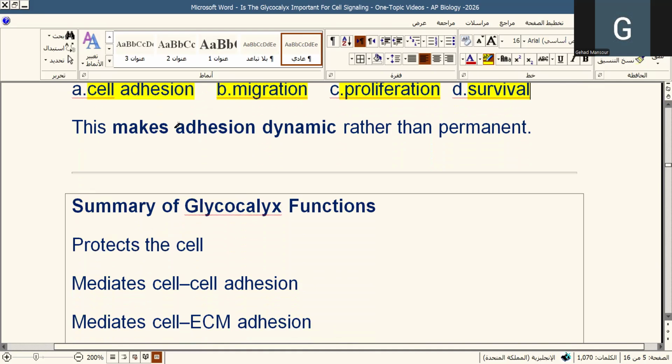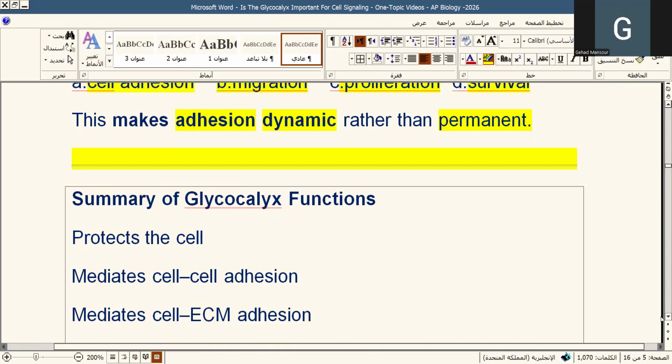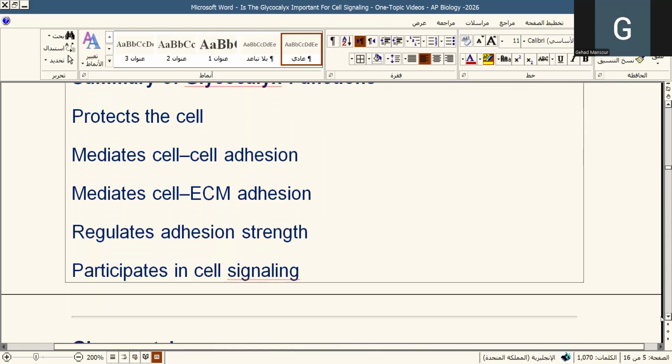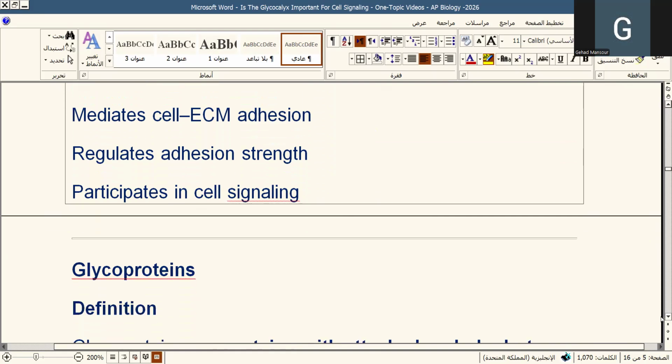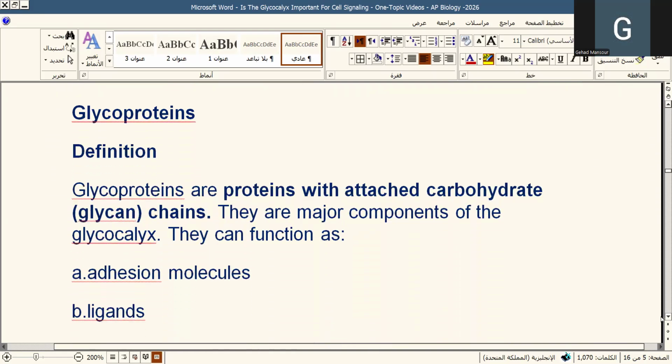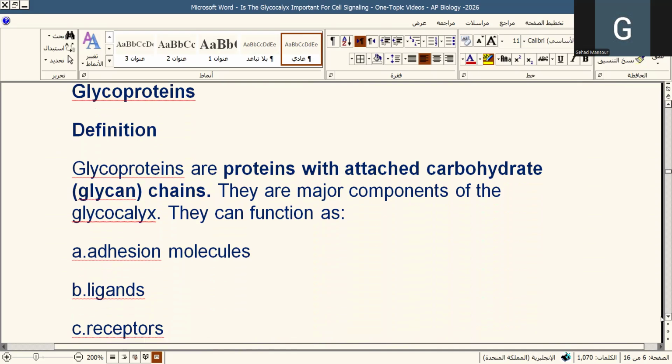So in this context, we can understand adhesion as being a dynamic adhesion rather than a permanent adhesion, meaning that if two cells adhere together, this doesn't mean that they will be permanently adherent together. Why? Because this is not just a mechanical adhesion, but it is also a functional adhesion, since it is controlled by signaling pathways. This is a summary of what we have said. We will skip it and move on to the glycoproteins.